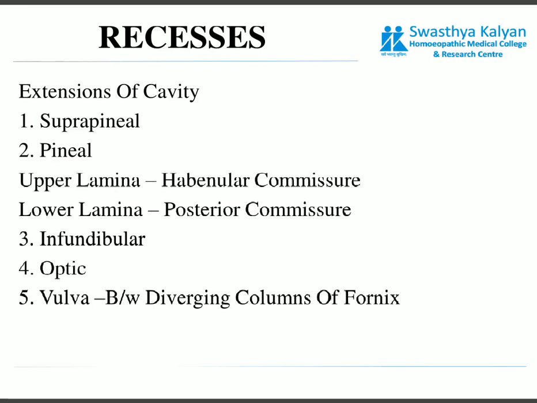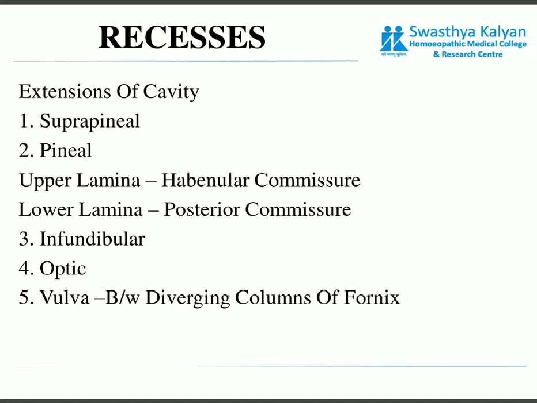Now, this cavity has certain extensions which are known as recesses. So, the recesses of the third ventricle are the suprapineal recess, the pineal recess, the infundibular recess, the optic recess, and the vulva. The pineal recess is basically present in between the habenular commissure and the posterior commissure.